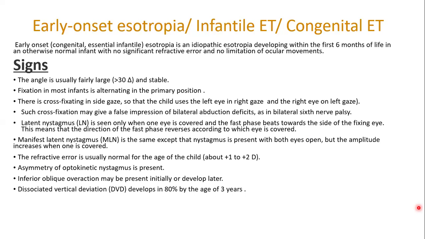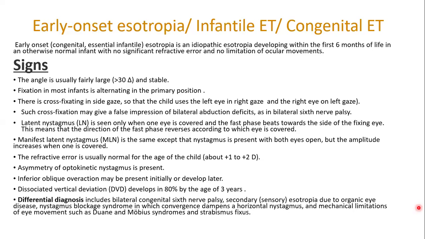What is the differential diagnosis of infantile esotropia? 6th nerve palsy, Duane syndrome. Okay. And early accommodative esotropia also. Nystagmus, convergent nystagmus syndrome. Yes. Nystagmus blockage syndrome. Yes. Also, early accommodative esotropia can be one of the differential diagnoses. Some of the children will develop accommodative esotropia at an earlier age. Okay, that also should be in our mind.